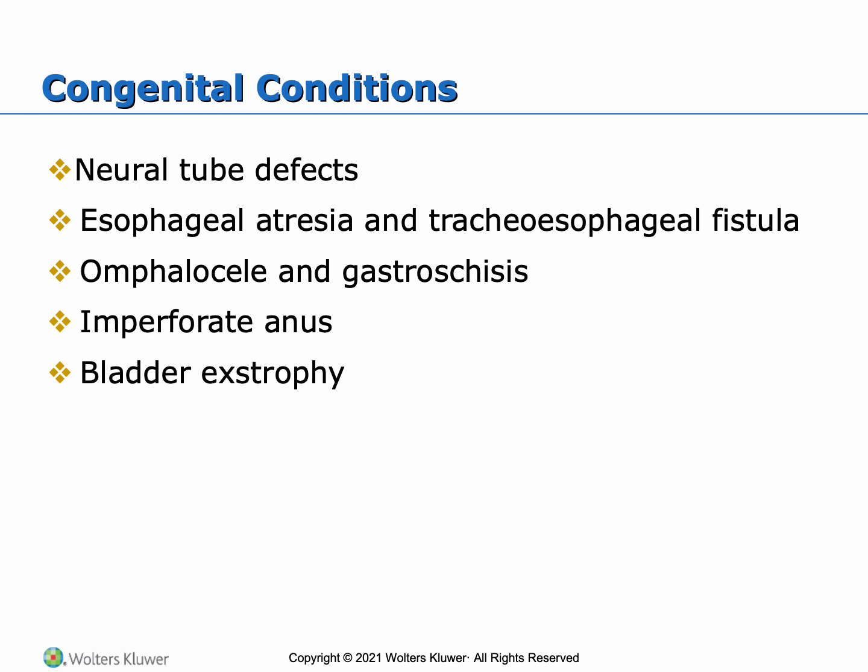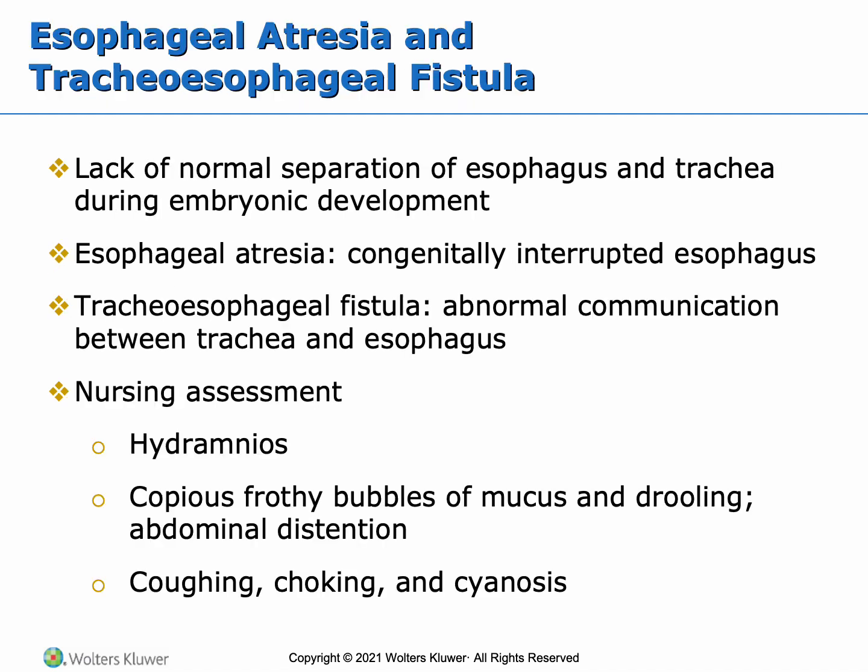And most of the time, the neonate will have more than just one anomaly when genetics are involved. Esophageal atresia is when the esophagus either does not attach to the stomach or the esophagus is narrowed in one portion.